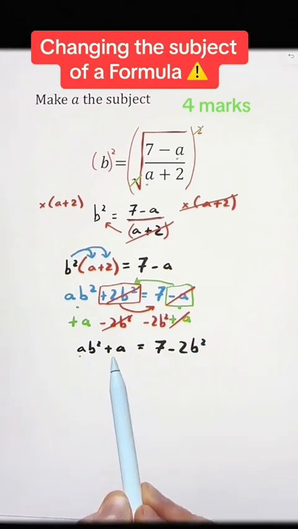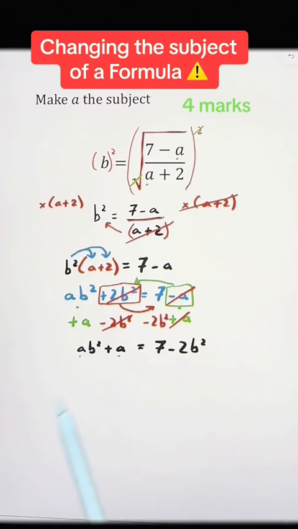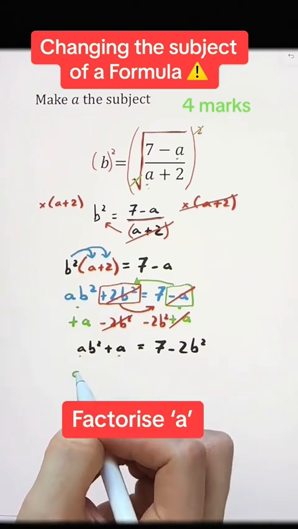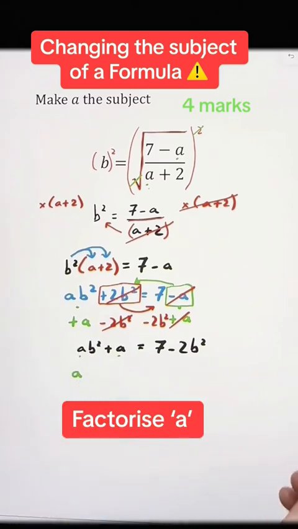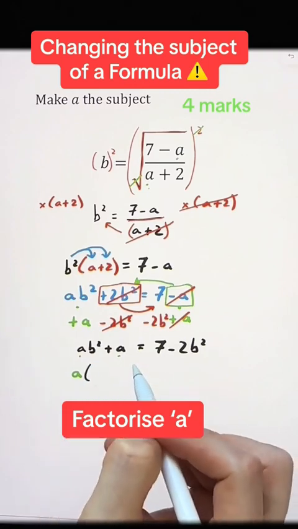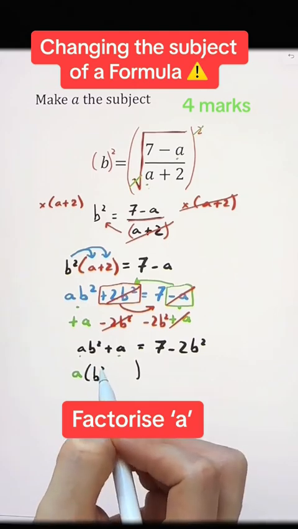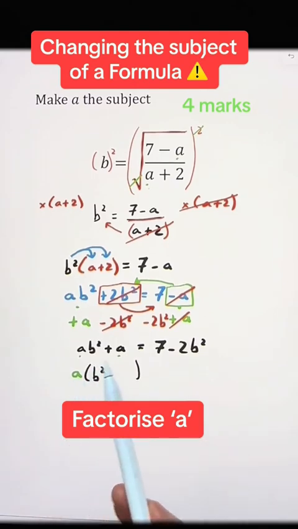As I want to make a the subject, I can't add ab squared and a together because they're not like terms. Like terms have the same combination of letters. As it's in two places, I'm now going to factorise out the letter a. Factorising out single a, as I've got two terms, I'm then going to open single bracket. What do I times a to get back to ab squared? We're missing b squared. What do I times a to get back to a?